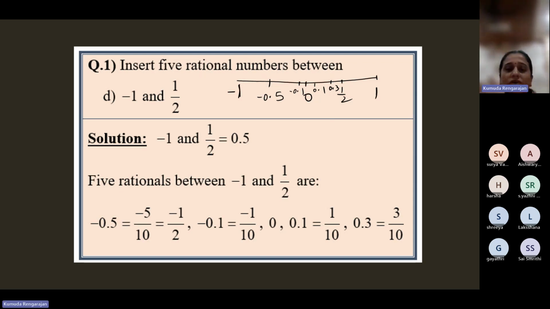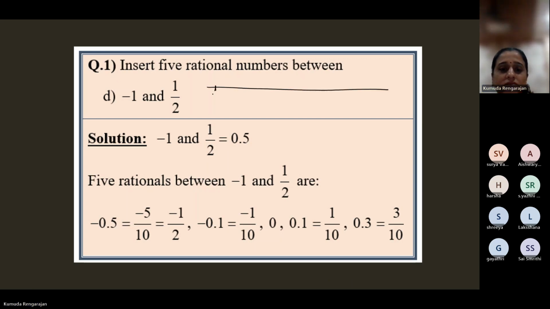You can also use the concept of LCM and do it. So there is no specific approach. It's not that you should do it like this only. Questions like this have more than one approach, so you can use your own method. You can use the concept of LCM and bring them to the same denominator. Or I have turned half into its decimal form, 0.5, and then I visualized the rational numbers between using the number line. Just visualize.